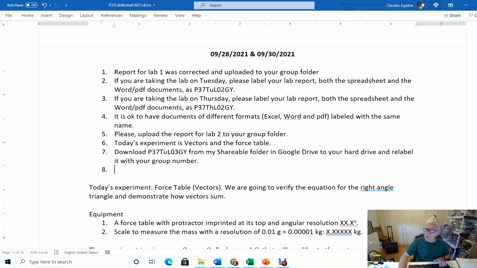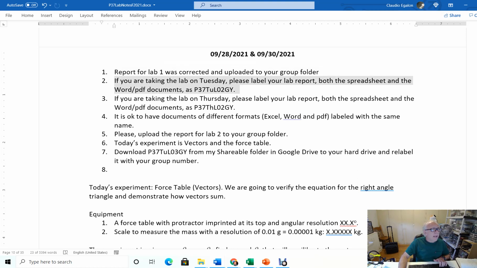Okay, so what we want to do today is first, I want to tell you that the report for lab 1 was corrected and uploaded to your group folder. I'm going to guide you through how you can see your corrections in there, what you did incorrectly, and fix it for the next lab.